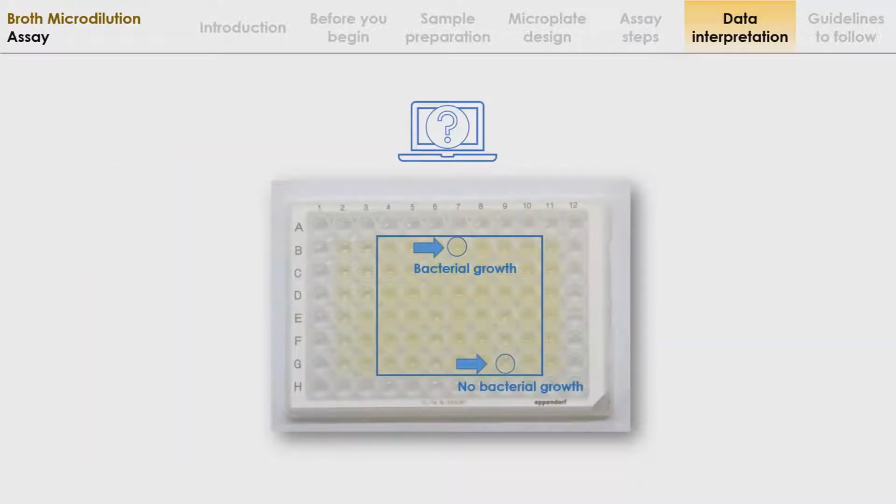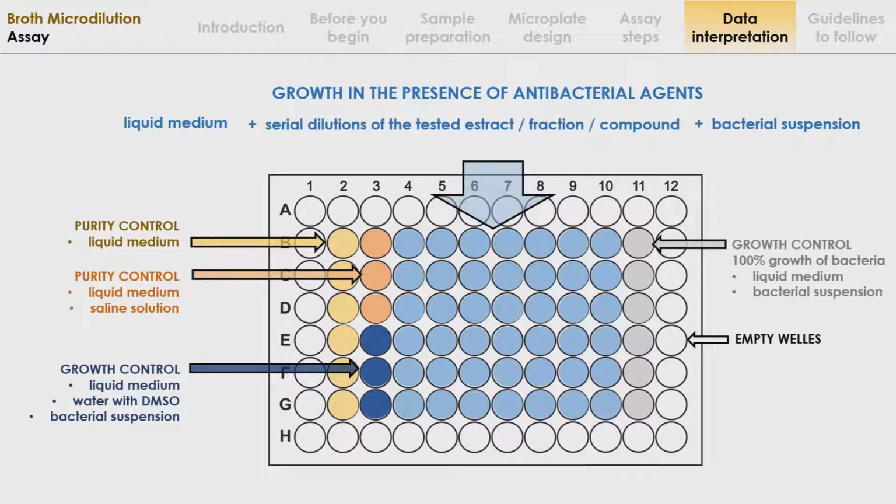On the second day, you will have bacterial growth in some of the wells and no visible growth in the others. No bacterial growth would mean that those samples demonstrated the strongest antibacterial activity. To properly interpret your results, you should compare the scale of the growth in the wells containing the extracts, fractions, or compounds with the scale of the growth in the growth control wells. Remember always to check your controls.